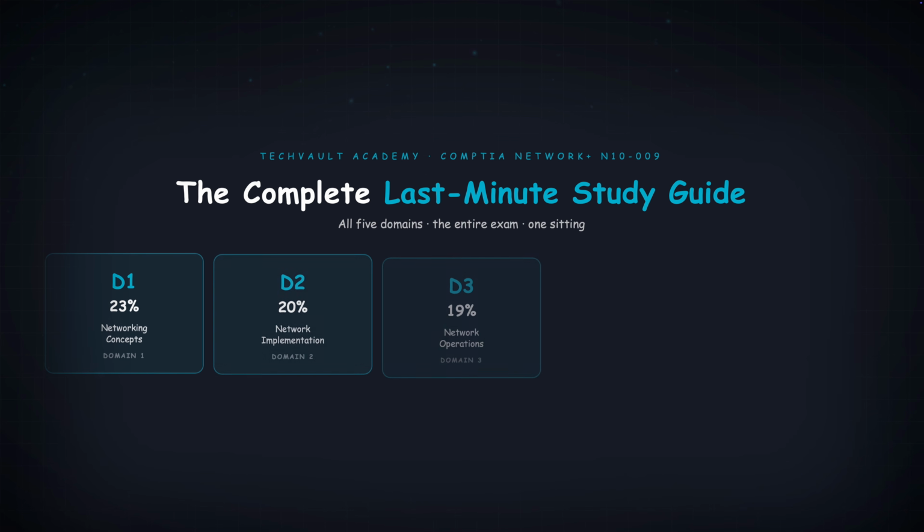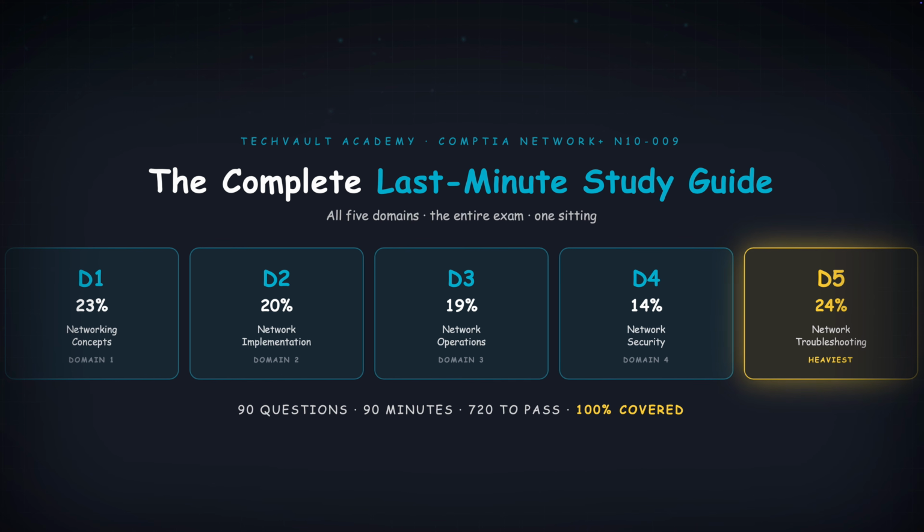The exam is 90 questions in 90 minutes, and you need 720 out of 900 to pass. 5 domains, weighted unevenly. Domain 5, Troubleshooting, is the heaviest at 24%. Domain 4, Security, the lightest at 14%. All 5 add up to 100% of your score, and we cover every one.